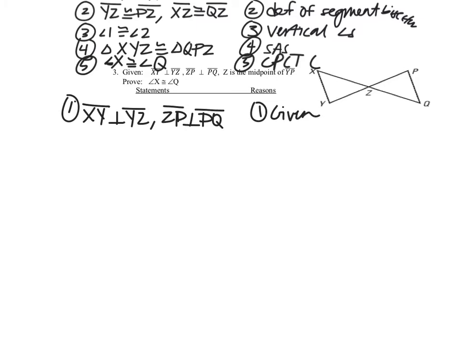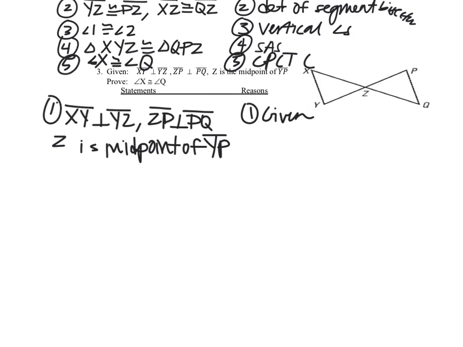You are given that you've got some stuff that's perpendicular. You also have a midpoint. So lots of givens. Let's start with perpendicular. If XY is perpendicular to YZ, that would give you a right angle right here. I would go ahead and draw it in now. You also have that ZP is perpendicular to PQ right here.